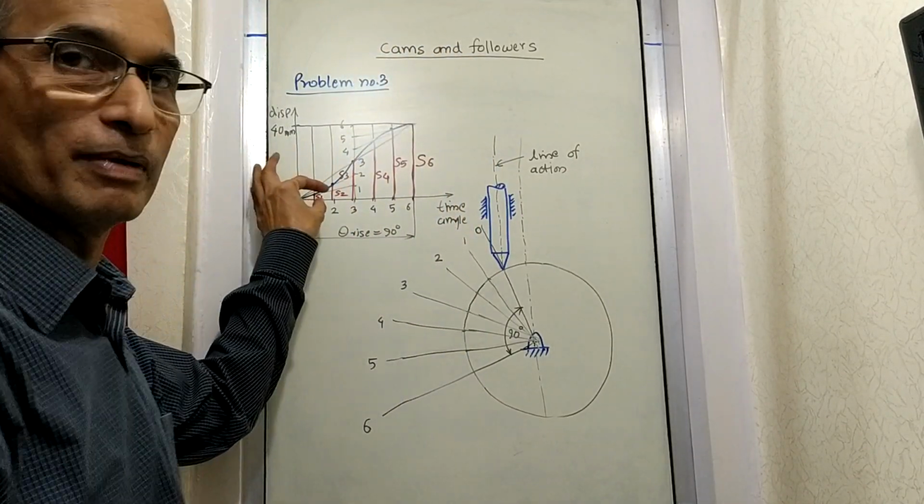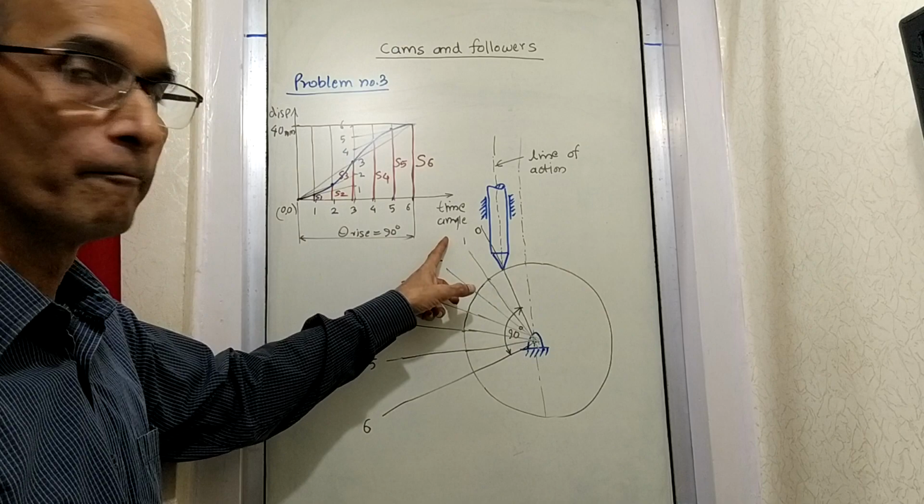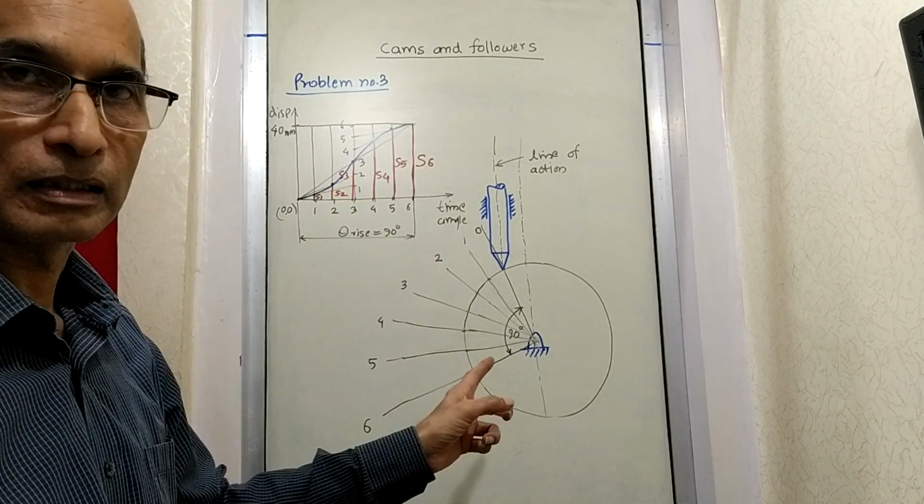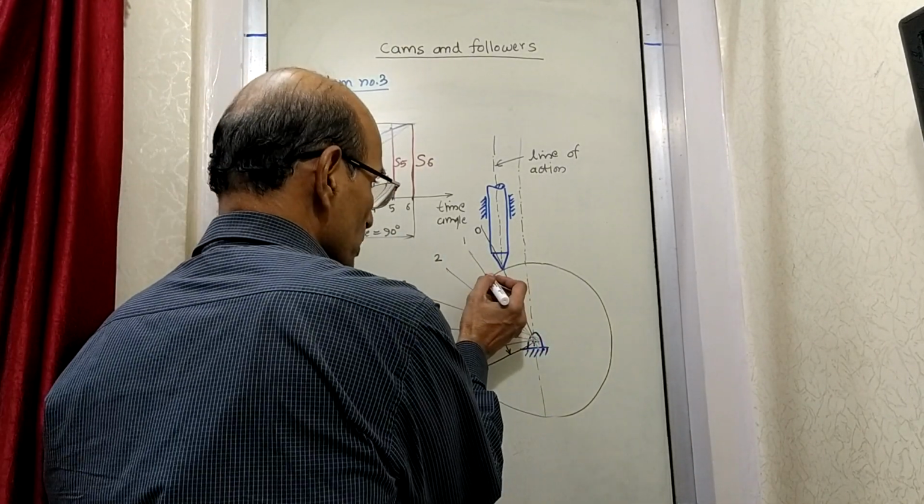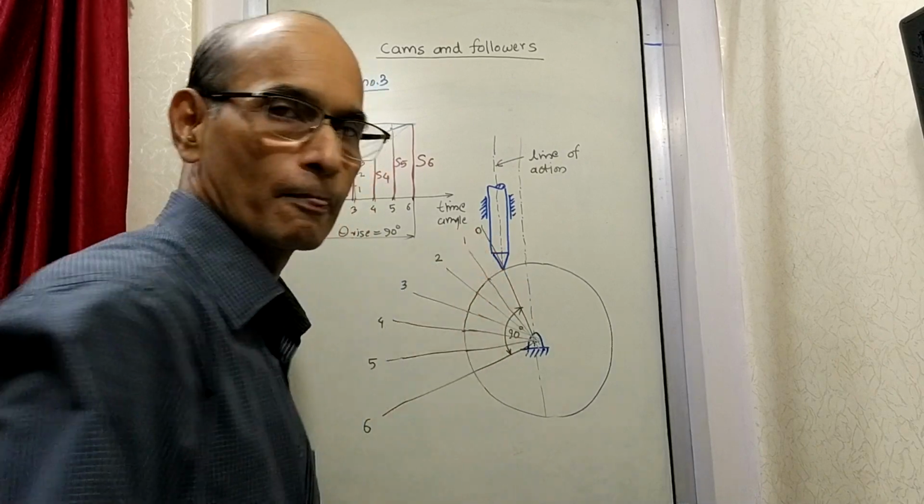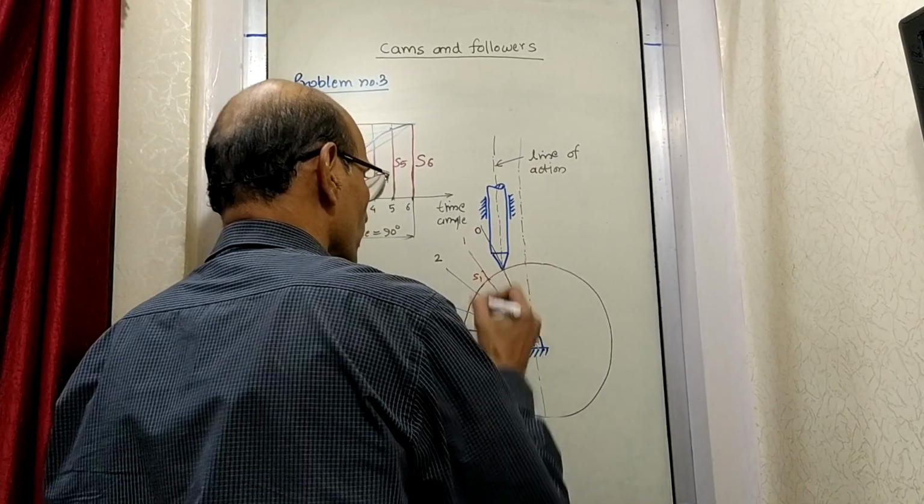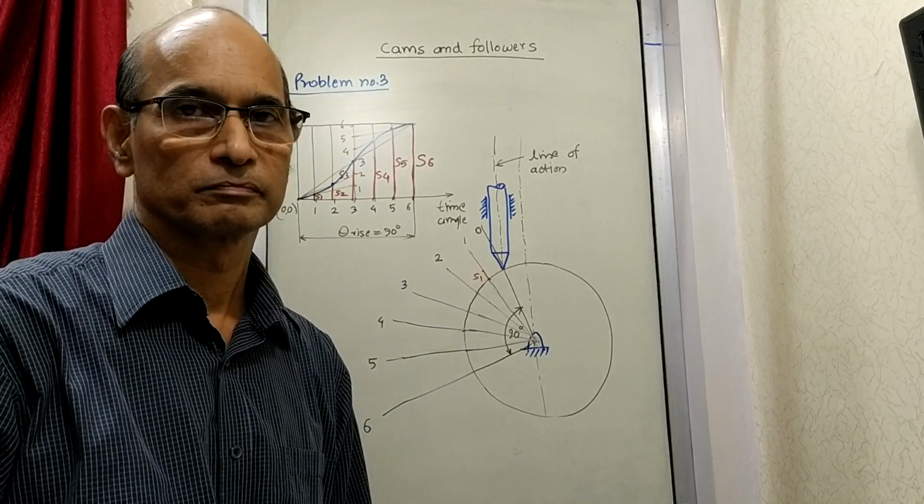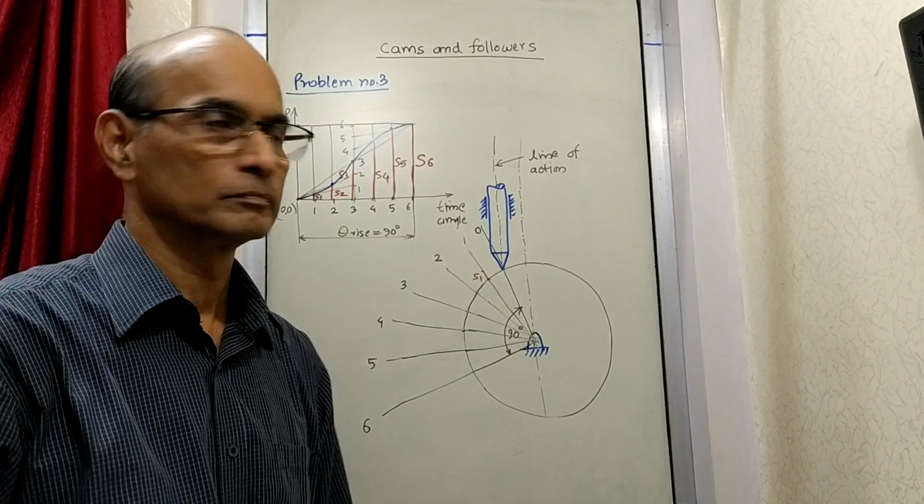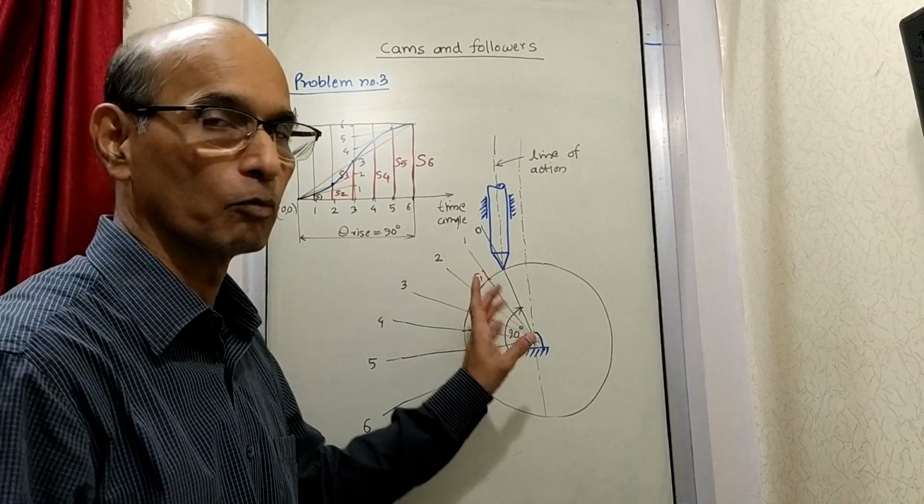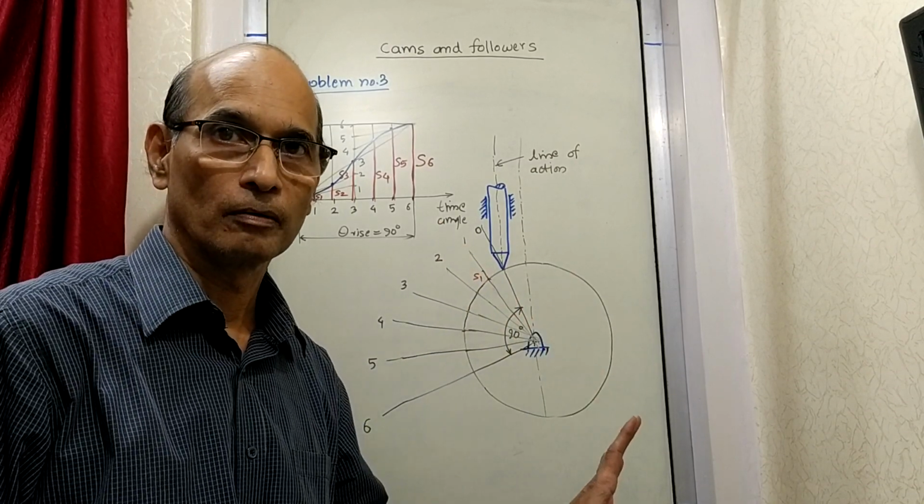We have got S1 displacement for line number 1. Now this S1 we are going to mark. Shall I mark like this here, S1? Like this. If I mark S1 like this, is it correct? This distance S1 is marked on line number 1. Is it right or wrong?